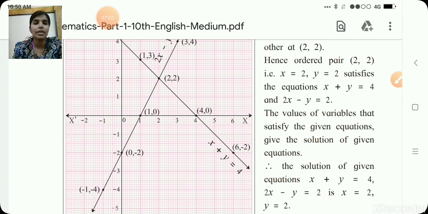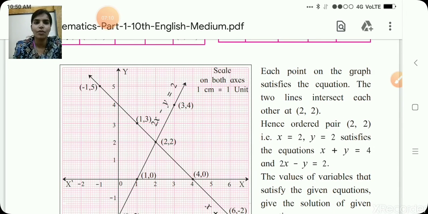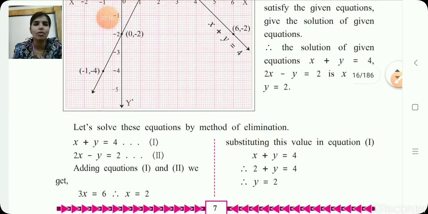Okay, so in this method you want to solve your exercise, but remember, you want to write down the same scale on both axes. 1 centimeter is equal to 1 unit. Understand? Okay, then you can solve your exercise.